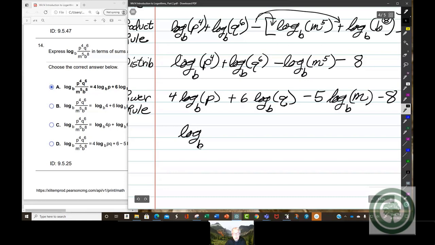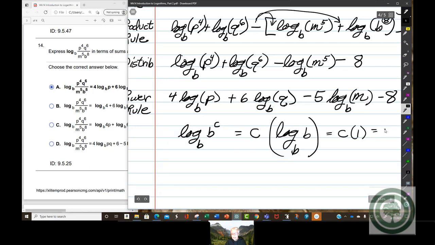Log base b, here's the rule, and then we'll put numbers to it. Log base b of b to the c is going to equal c times log base b of b to the 1. Log base b of b is 1. So this is going to be c times 1, which is c.